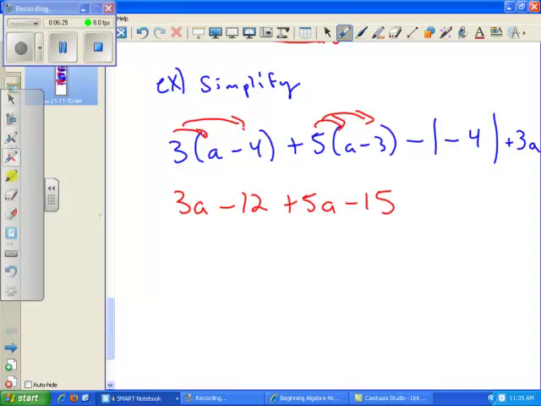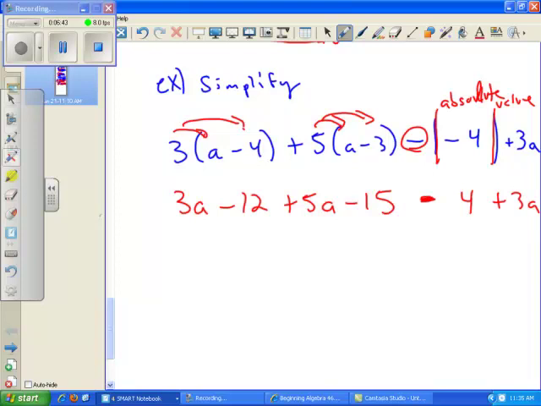Careful here, the bars are what? Absolute value. So the absolute value of negative 4 is 4, but this minus sign here is still there. Okay? And then plus 3a.